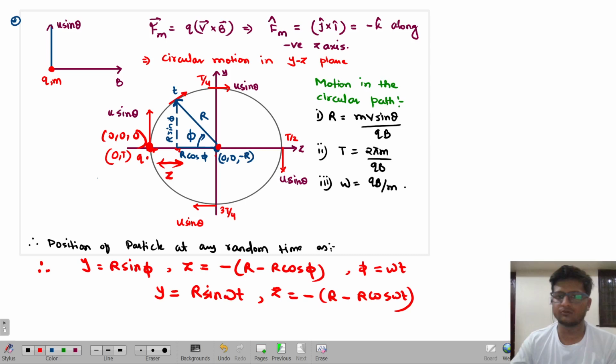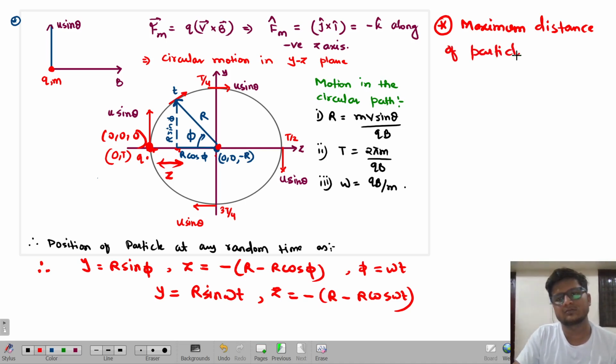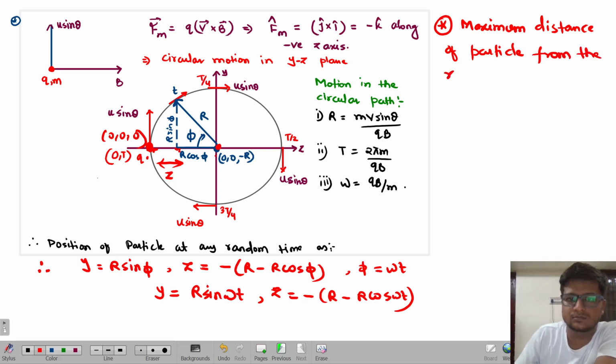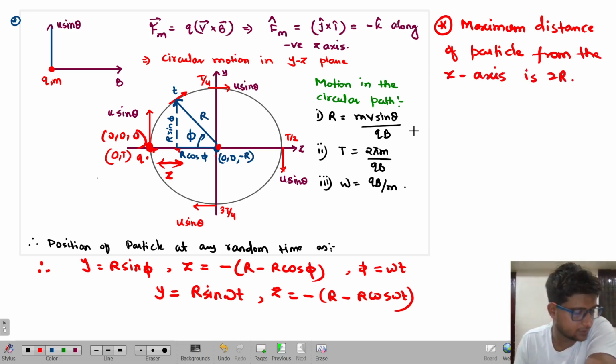So what can be the maximum distance of the particle from the x axis? This is my x axis origin. So the maximum distance it can go on the z axis is 2r or not. Remember that in a helical path, the maximum distance is not the radius r, it is 2r. Are you able to get me or not?